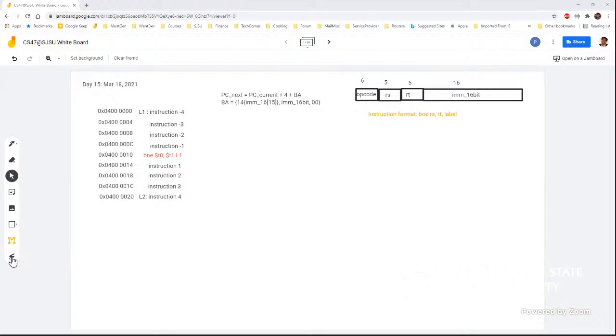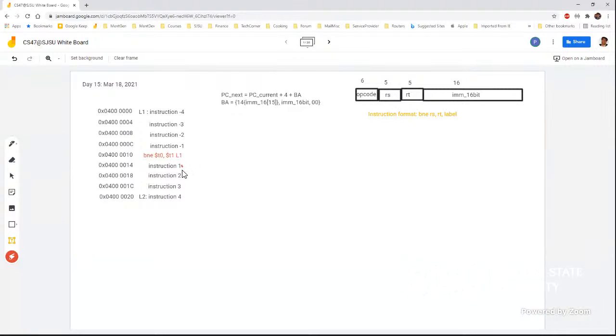So this example, I kind of put the BNE instruction in the middle. And let's say it has some more instructions at the beginning and some more instructions towards the end. In the middle, we have a BNE, which in this example is jumping back to L1. The other instructions are not important, just some instruction code. One important thing to note: the indexes.